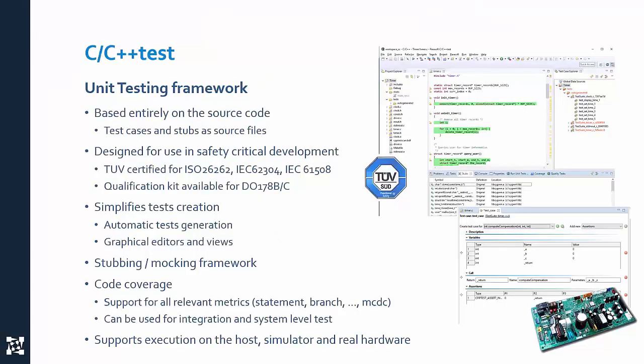Before we dive into the live demonstration part of C++test unit testing, let me share with you a couple of facts. Our unit testing framework is entirely based on the source code, without any proprietary data formats. It supports C and C++ programming languages. The framework is TÜV certified for ISO 26262, IEC 61508 and IEC 62304, which satisfies tool qualification requirements. For DO-178B/C, a qualification kit is available.